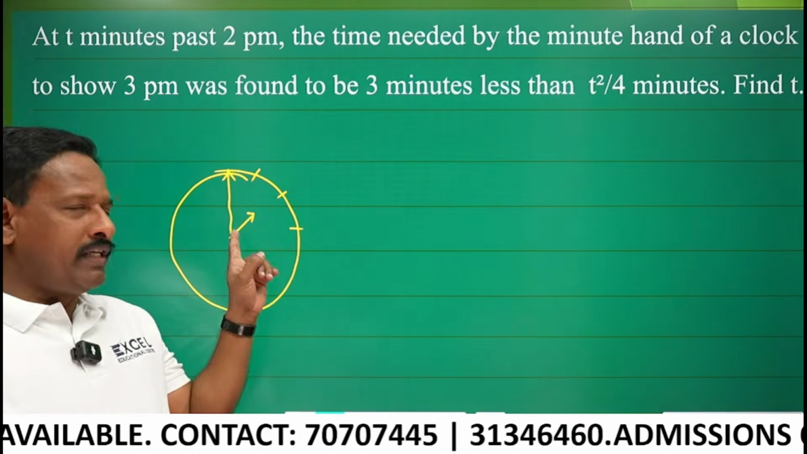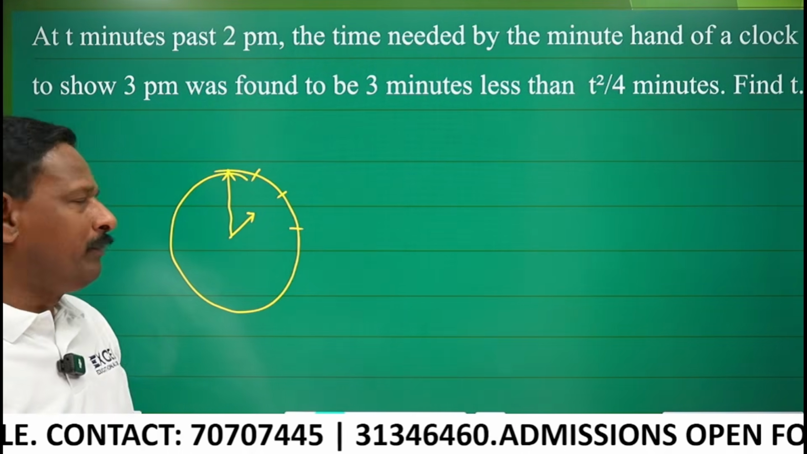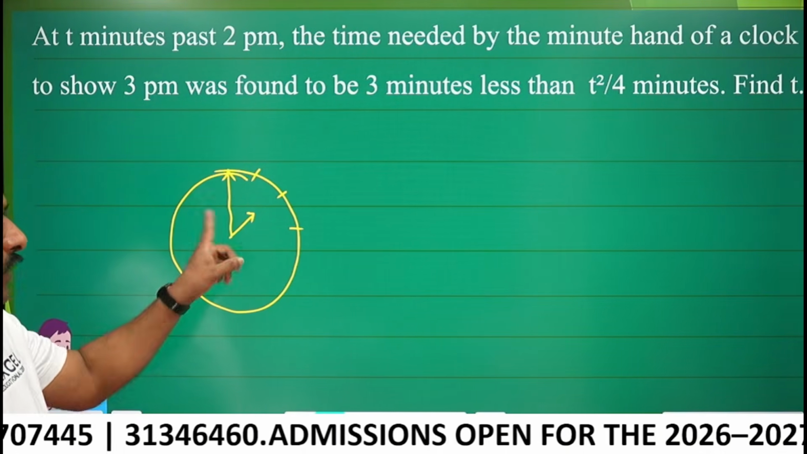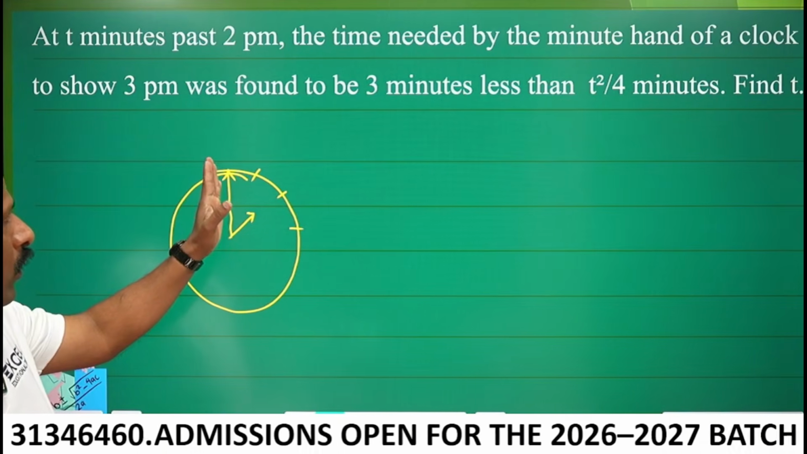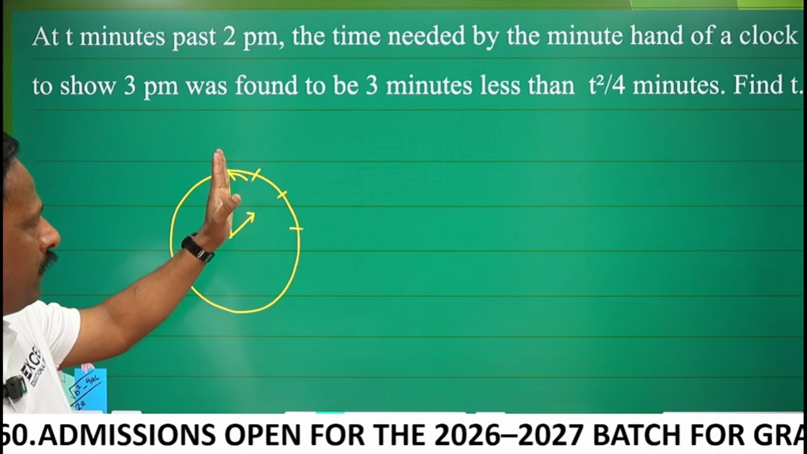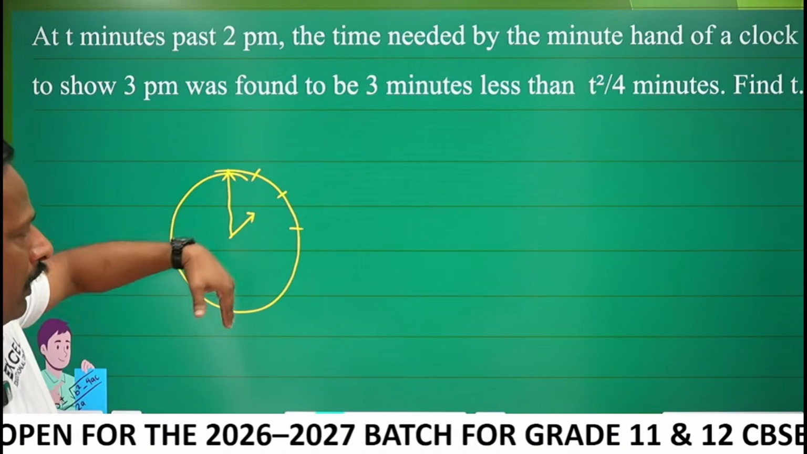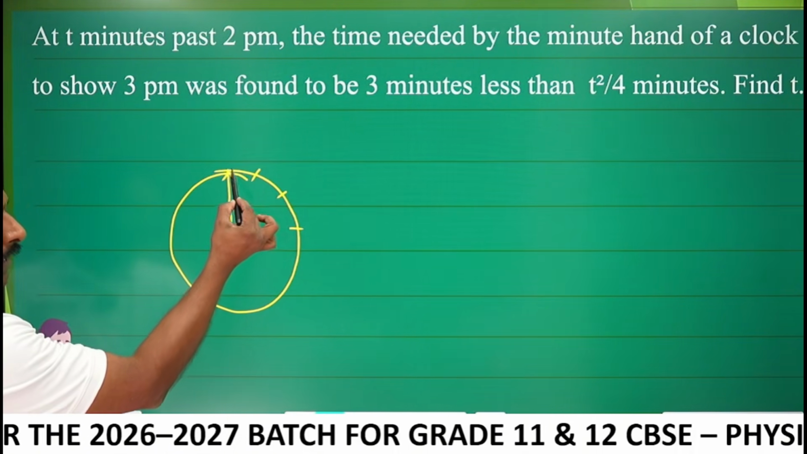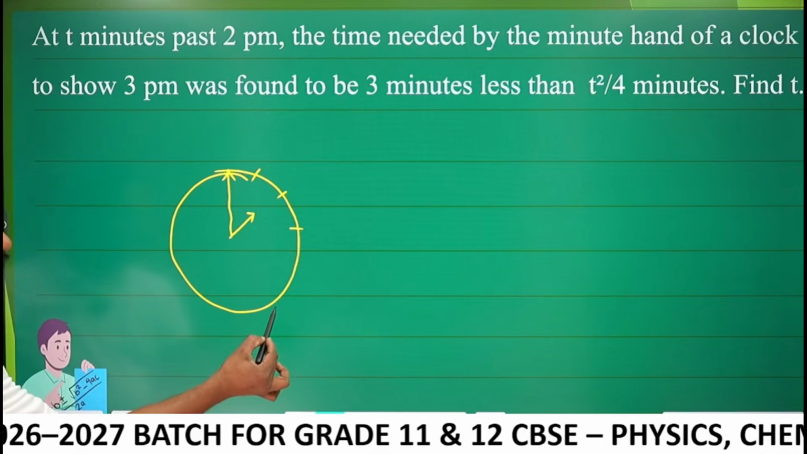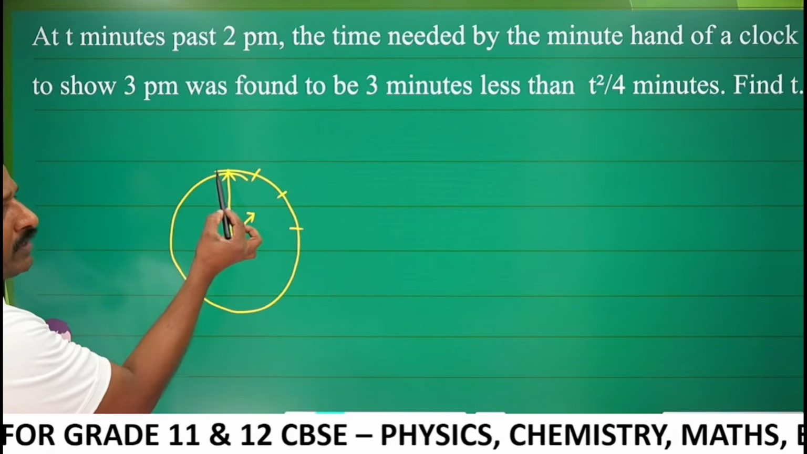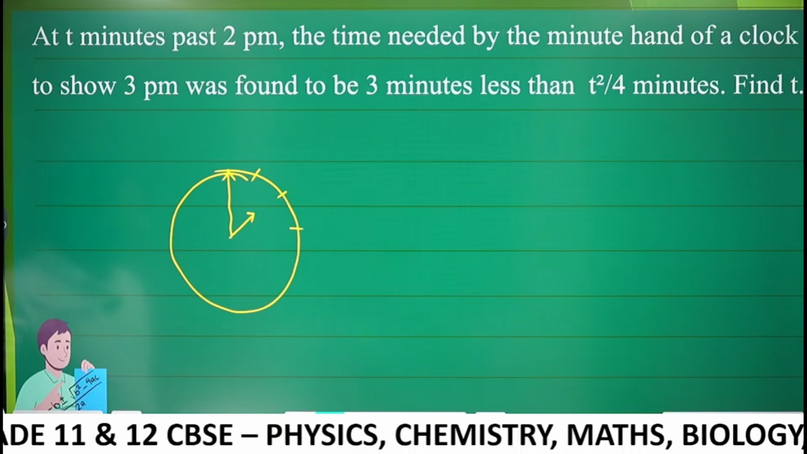So now this is 2 o'clock, right? Hour hand is at 2 and minute hand is at 12. So what is the time needed for this minute hand to become 3 o'clock? This minute hand has to travel how many minutes? 60 minutes to reach 3 o'clock, right?